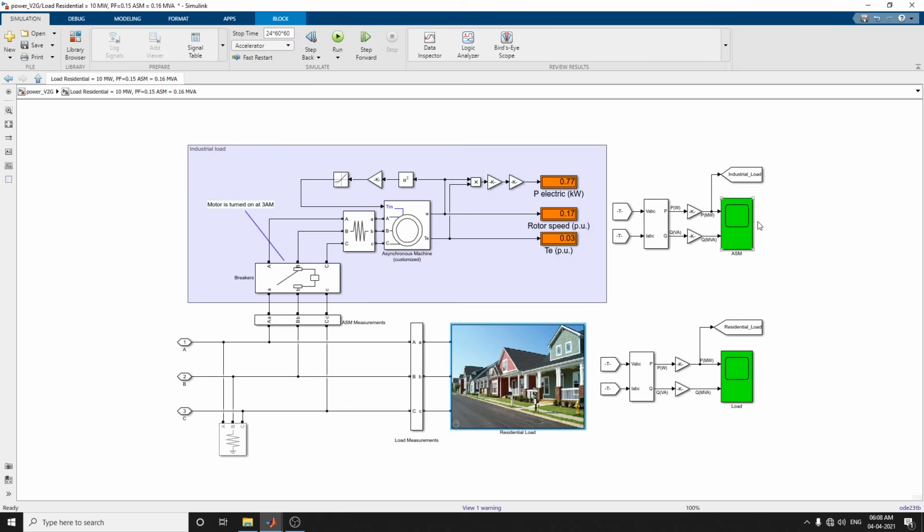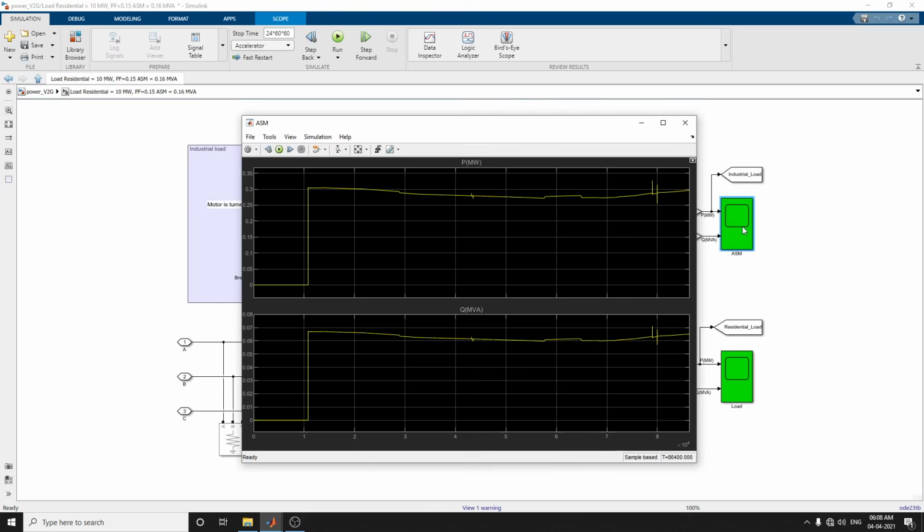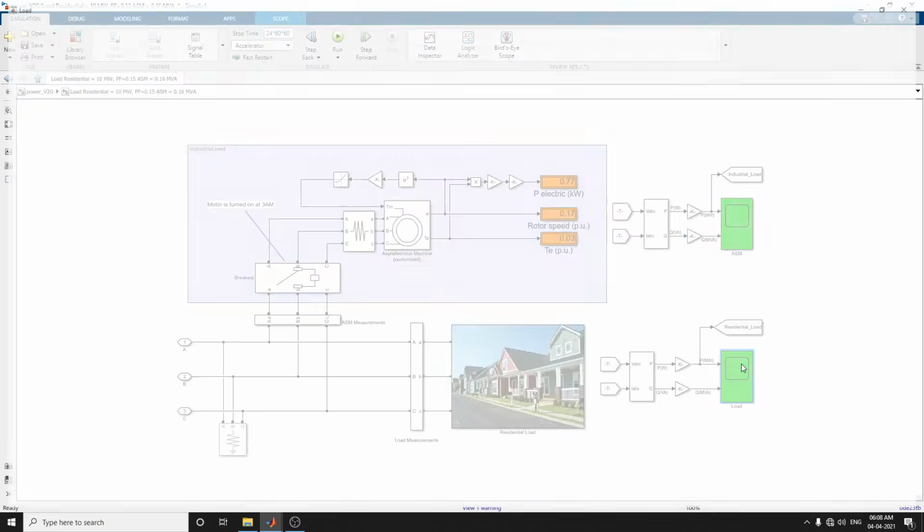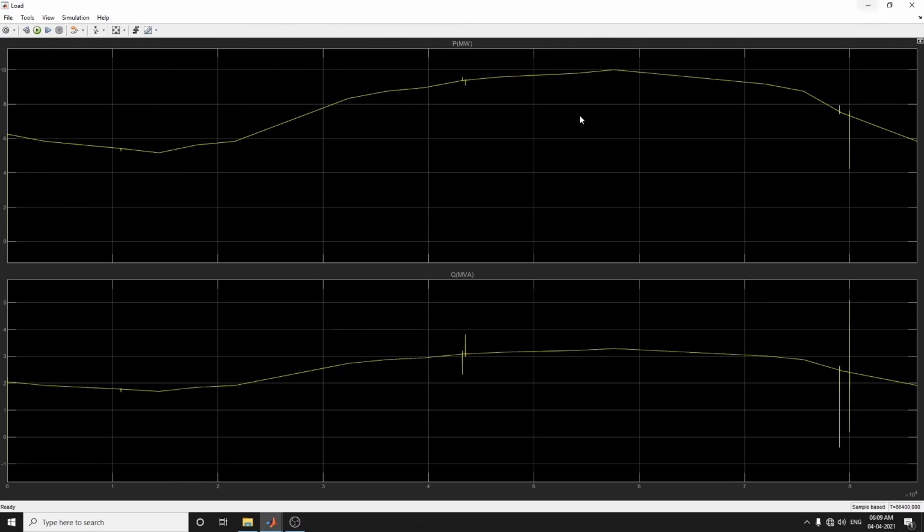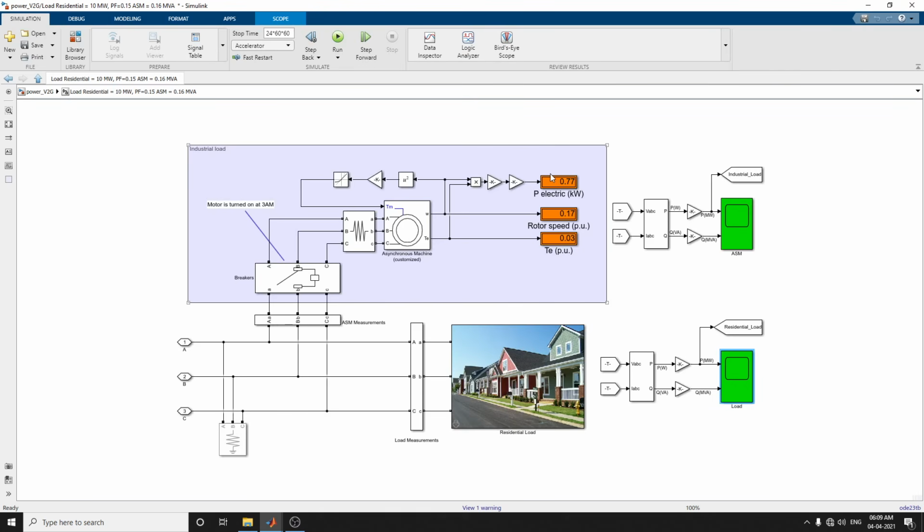Now we can see the ASM chart for this one. In the ASM chart, these are the P and Q values in terms of megawatts and MVA. These are the load values. The load is composed of a residential load and an asynchronous machine that is used to represent the impact of industrial induction load, like ventilation systems, on the microgrid here.